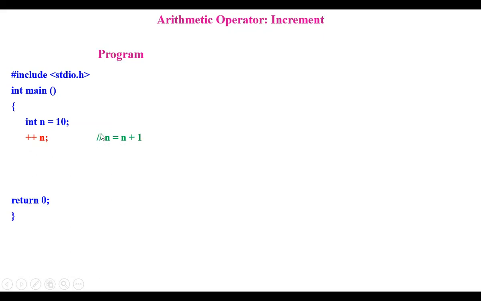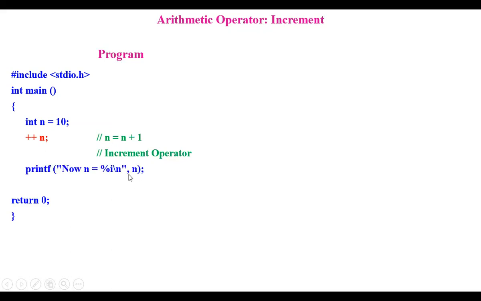The actual meaning of it is n is equal to n plus 1. This is a comment. Just for your understanding, we have written it in the form of a comment. So this comment shows the actual meaning of this ++n. That is, n is equal to n plus 1. n is added with 1 and is assigned to n itself. This is the meaning of it. So this is called the increment operator.